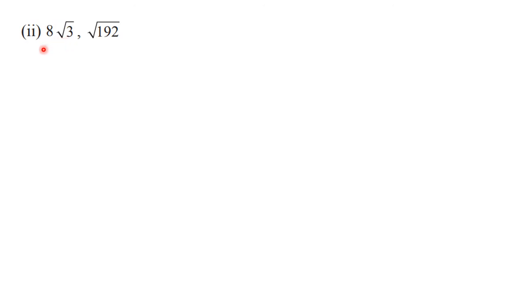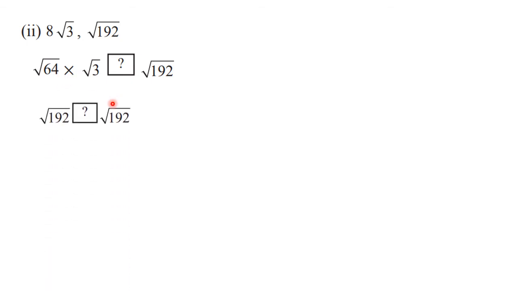So, this 8 root 3 we can write as root 64 into root 3, because 8 square is 64. So, 8 we can write as root 64 and into root 3 as it is. And since it is in pure form only, we are going to write it as it is. Now multiply 64 into 3. You are going to get 192 again. So here also you have 192 on the left hand side and here also you have 192.